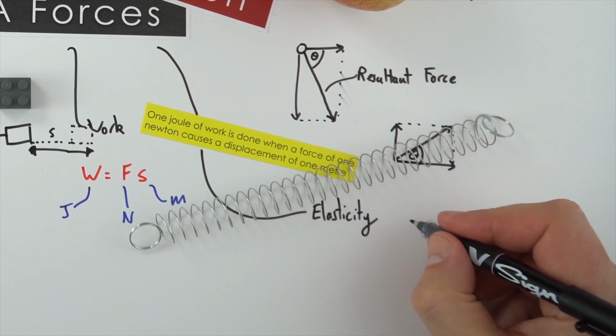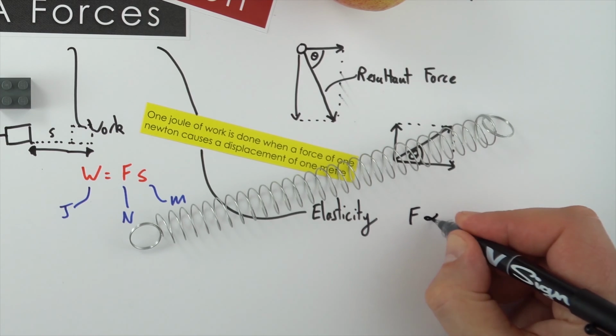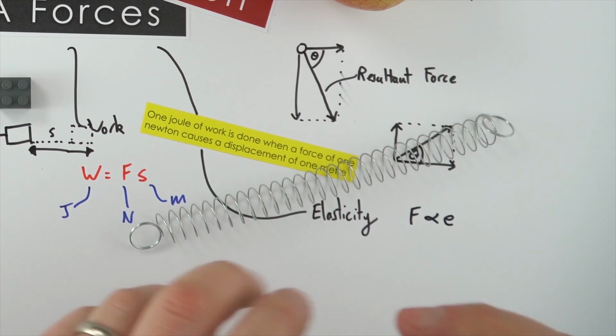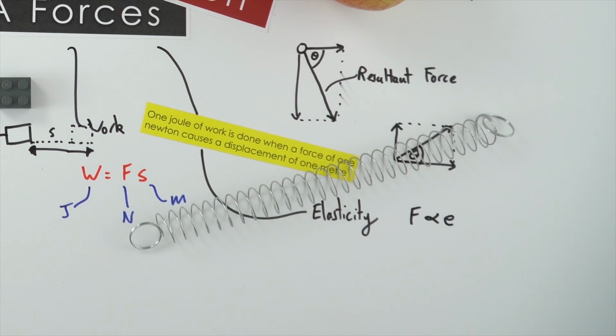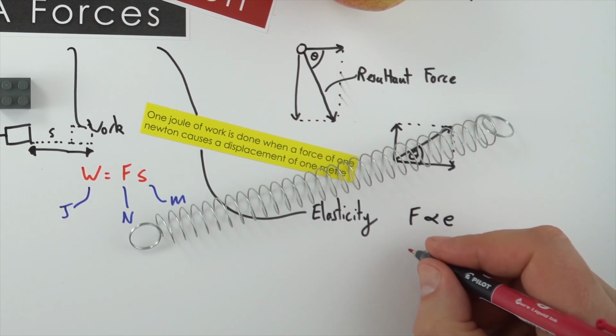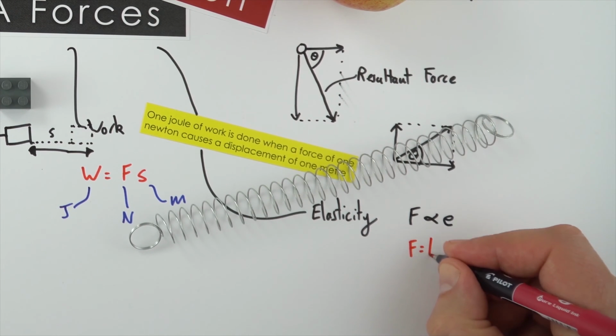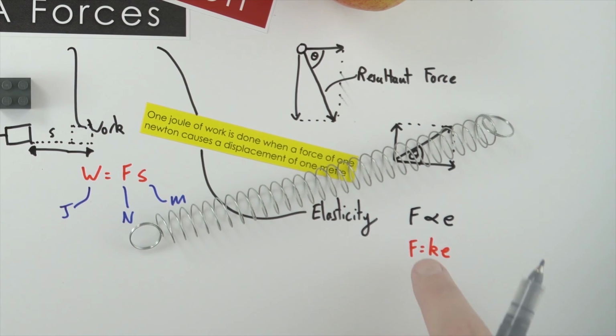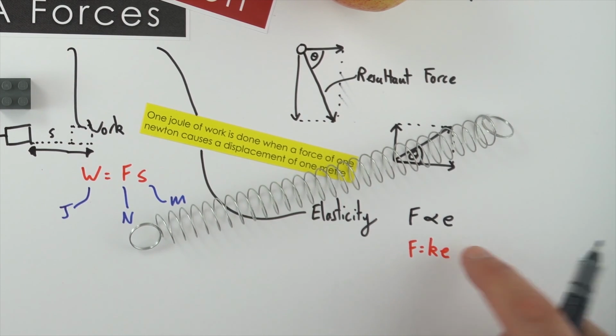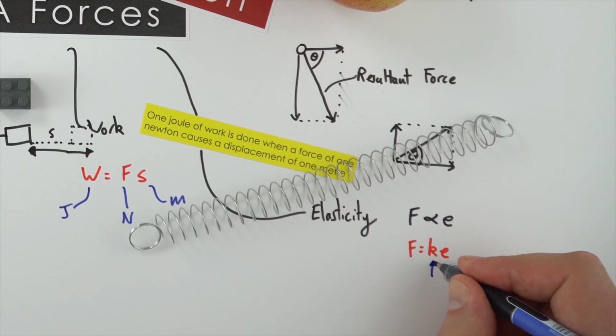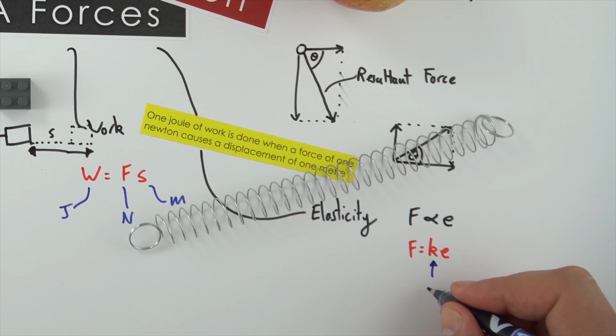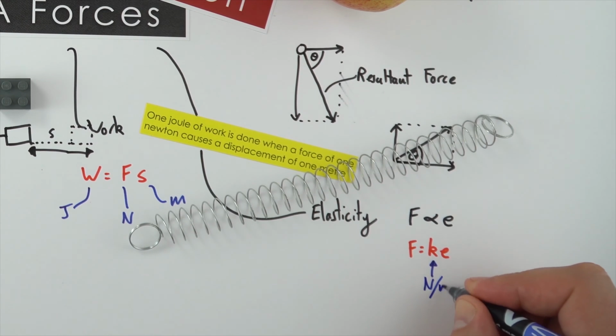Now for that spring, the force applied is going to be proportional to the extension of it. Extension means how much longer it's got. In fact, there's an equation that we use which says that force is equal to k times e. So again, we measure our force in newtons, our extension in meters, and this then gives what we call the spring stiffness. That has the units of newtons per meter.